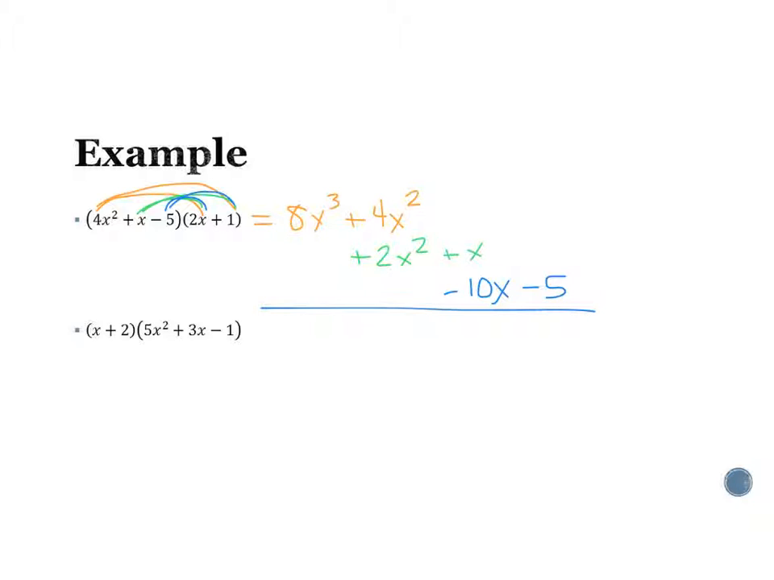You don't have to do it like this. It's just a suggestion. So then when you go to add them together, you just add your columns. So this is 8x cubed plus 6x squared minus 9x minus 5. There we go. And again, I'll leave you that second one. Do that and we'll check it.